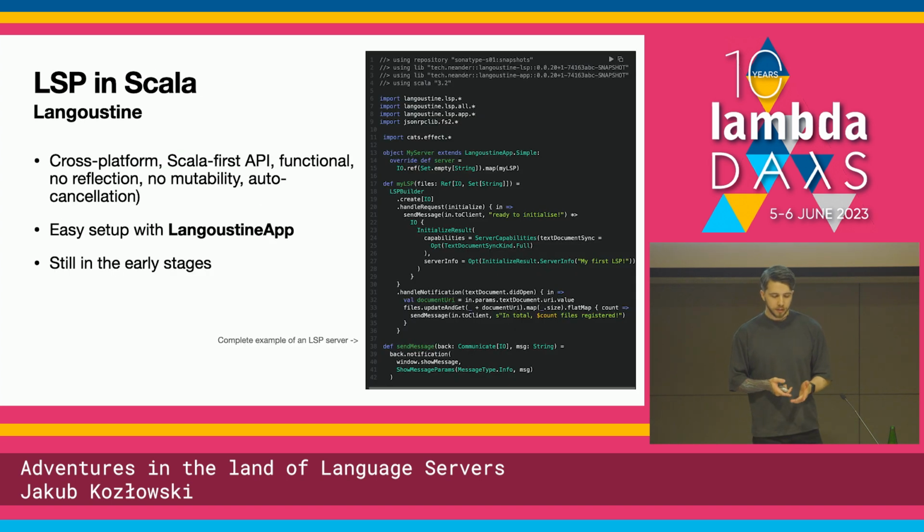But now we have Langoustine. It's cross-platform, so it works in Scala.js, Scala Native, and Scala on the JVM. It has a Scala-first API. It's functional, no reflection, no mutability, and it even supports auto-cancellation. So if your editor cancels a request because it's no longer waiting for completions because the user switched to something else, the server will seamlessly interrupt the call and not do any extra work.